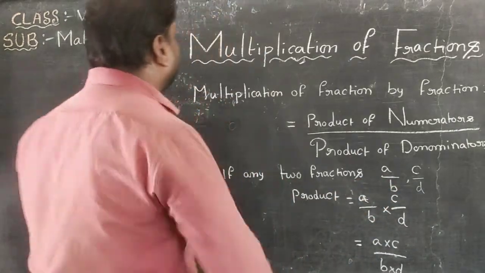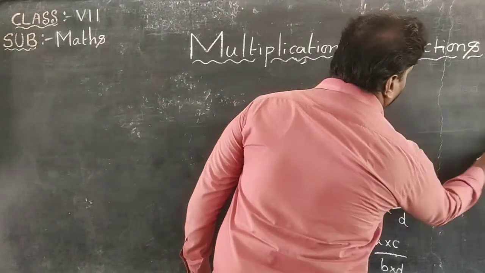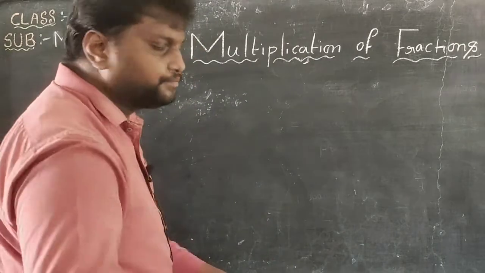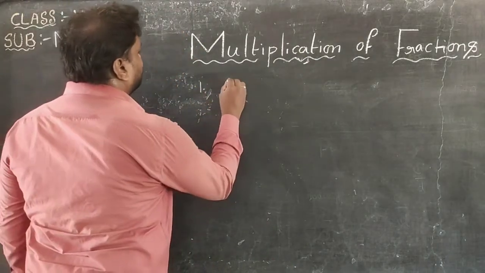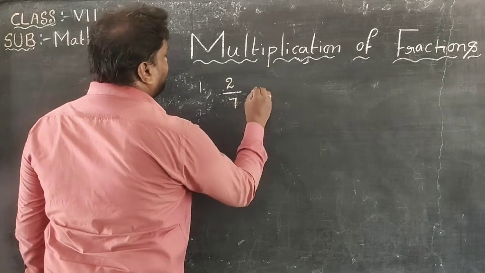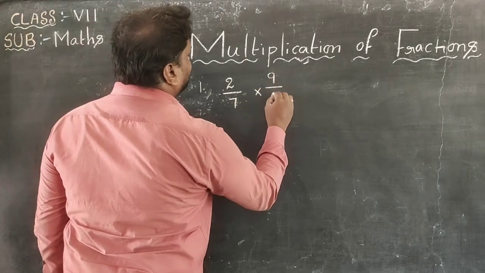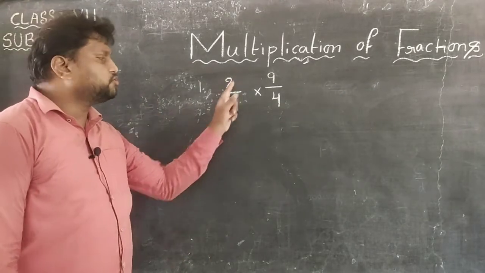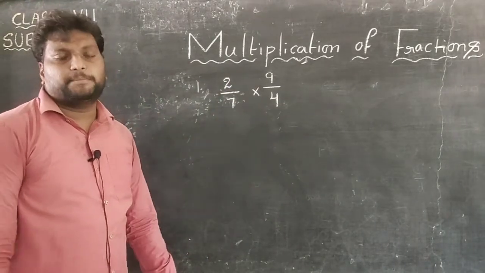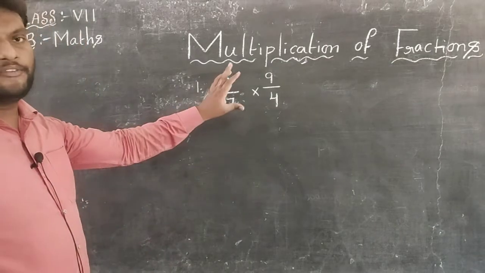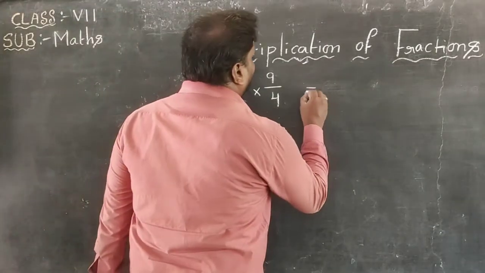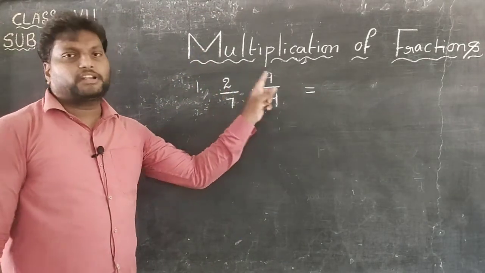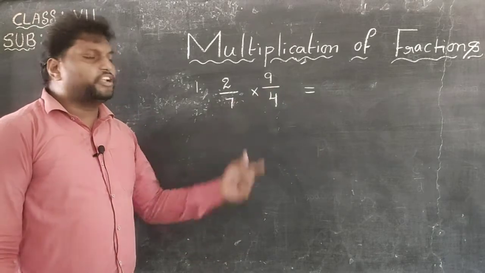For example, 2 by 7 into 9 by 4. The first fraction is 2 by 7 and the second fraction is 9 by 4. Now, to find the product of these two fractions, what is the rule? The product of two fractions is equal to the product of numerators divided by the product of denominators.